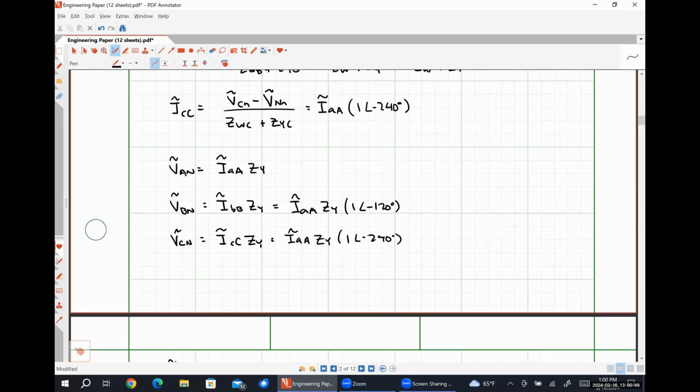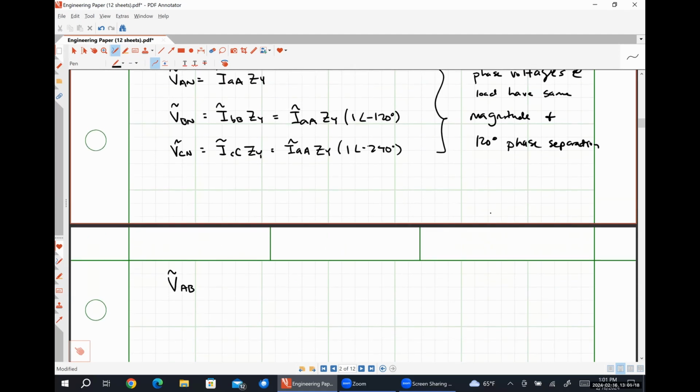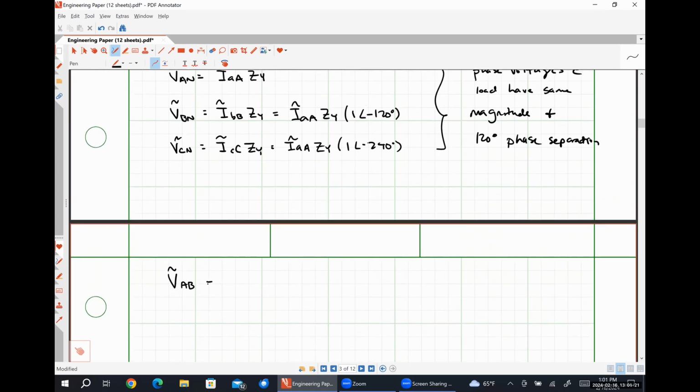Okay. So I'm actually going to put a quick note here: phase voltages at load have same magnitude and 120 degrees phase separation. So the voltage VAB is just VAN minus VBN.